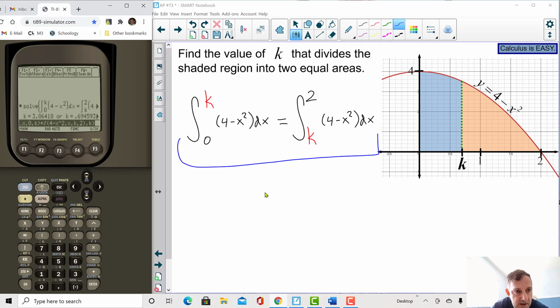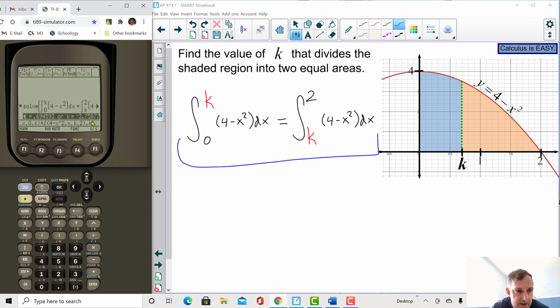Now it is giving me many answers. So we need a number that lands between 0 and 2, because if you look at our graph, we need to divide the region from 0 to 2. So we need to throw away the answer that says 3.06. And we're going to keep the answer that says 0.694.